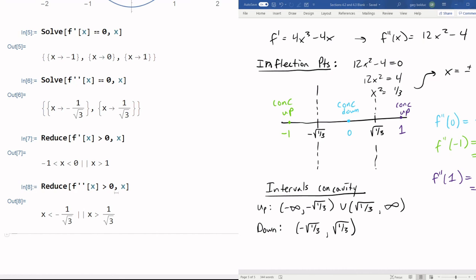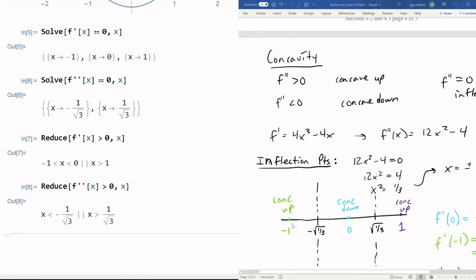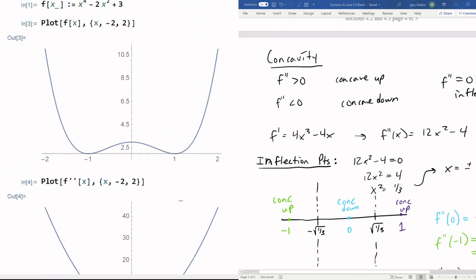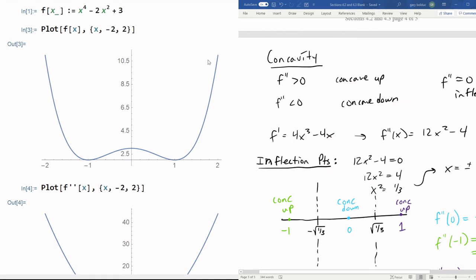So don't forget that this tool is awesome and you can use it to do all these things. You can graph things very quickly to look at the picture. You can have Mathematica help you solve these things as a check. But look, all of our work worked. It's perfect. We got a nice picture here. We know the max, we know the mins, all that good stuff.